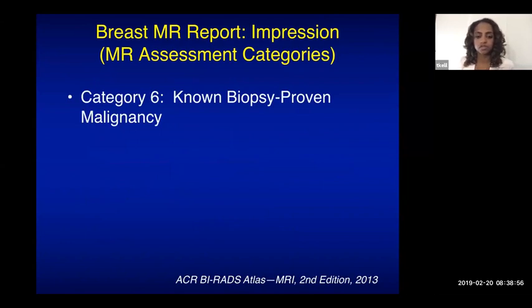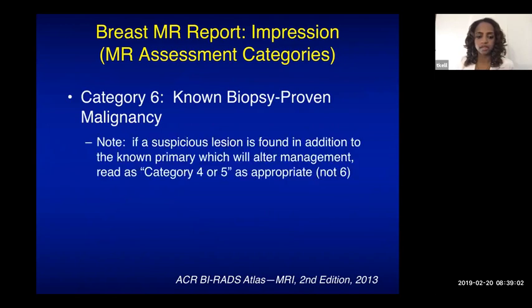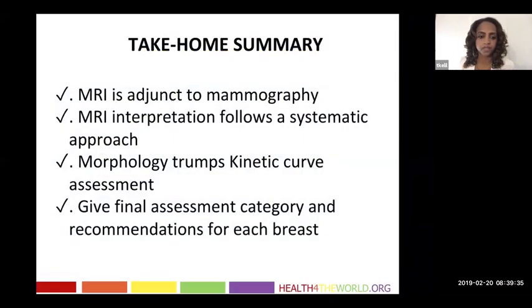Category 6 is used for known biopsy-proven malignancy. If a suspicious lesion is found in a patient that has known malignancy, that should be worked up. So you want to categorize that as category 4 or 5 as appropriate and not 6. The 6 is used for biopsy-proven malignancy and the patient is already on treatment plan. But if you see an additional finding in addition to the known cancer, you want to categorize that as 4 or 5 and have the appropriate biopsy performed before proceeding with the treatment for the known cancer.